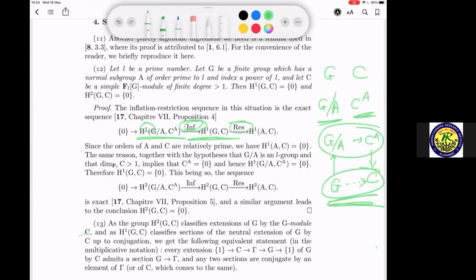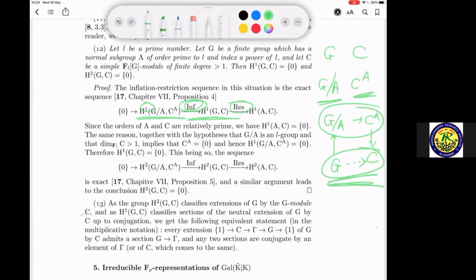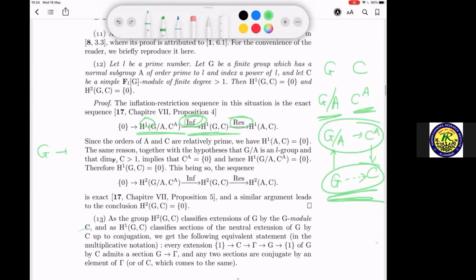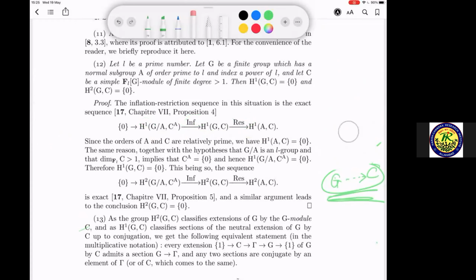And then there's the restriction map. The restriction map is much simpler to explain. What is it? Of course, if you're given a map from G to C, and A is a subgroup of G, right? So you get a map from A to C. So this gives you the restriction map from H1(G, C) to H1(A, C). And the point is that this sequence, which I've just now defined, is exact. This is an exact sequence.